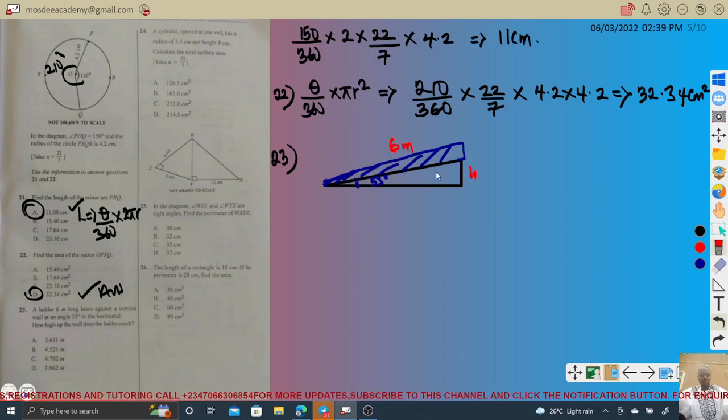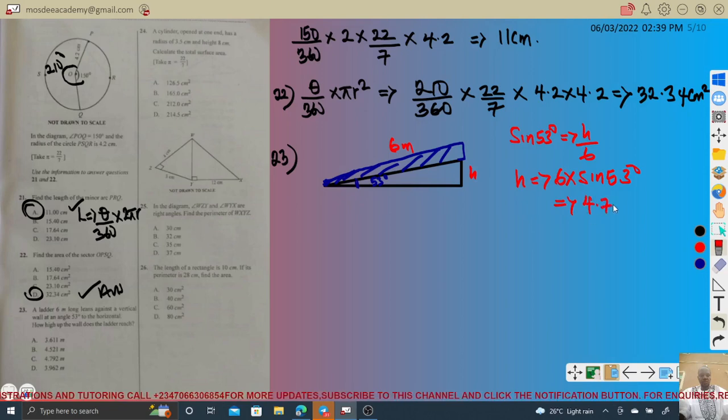So that's just like your SOHCAHTOA, opposite over hypotenuse. That's sine. Sine 53 is h over 6. So the answer is just 6 multiplied by sine 53. Directly, you have the answer. If you punch that in, I think we have 4.792. That is what I'm having here, 4.792. And that is option C, right? I think it's C, if that is not a mistake. So please confirm the answer. Okay, fine. So 4.792 is the answer for question 23.